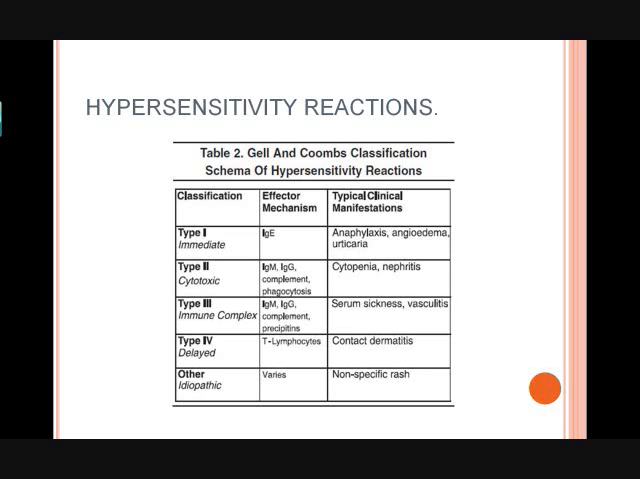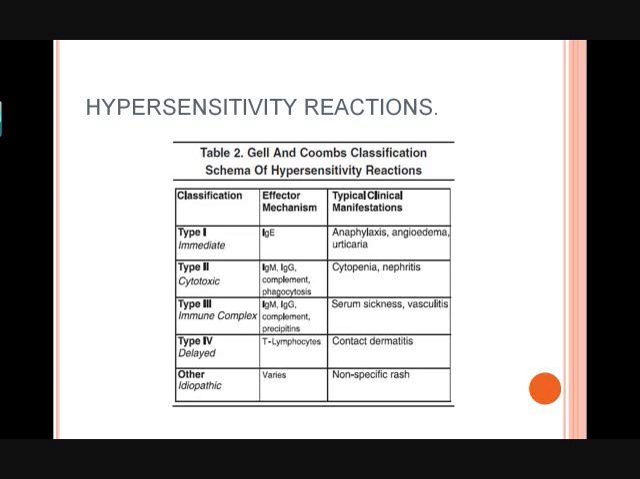Type 2 is cytotoxic. IgM and IgG are the immunoglobulins that affect the mechanism, and the manifestations include cytopenia and nephritis. So the kidneys are going to be involved. Type 3 is immune complex. IgM and IgG are involved. Serum sickness and vasculitis can occur. Those are examples of a type 3 immune complex reaction.